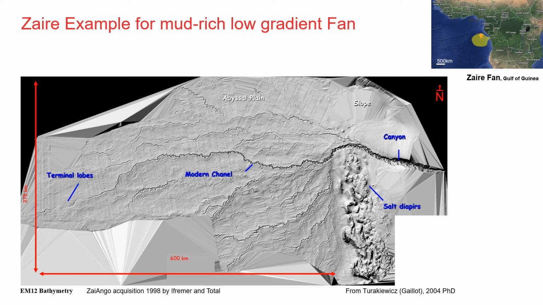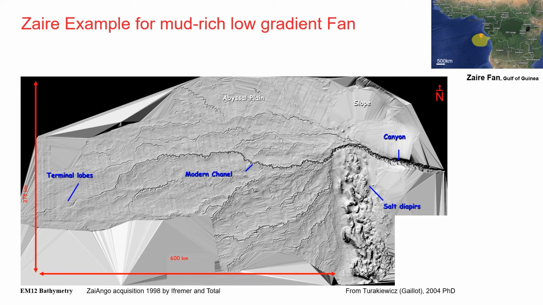The Zaire modern fan develops on the basin floor of the West African passive margin, straight from the perennial inputs from the Congo River. On this bathymetric map, you can see the modern channel directly linked to the river upstream by a deeply incised canyon. The meandering channel stretches over hundreds of kilometers before reaching its terminal lobes by 5 kilometers of bathymetry and gradients around 0.2 degrees.